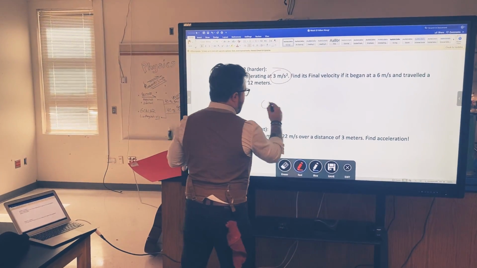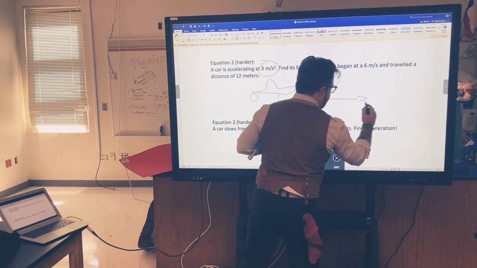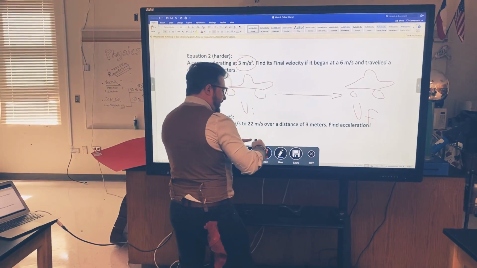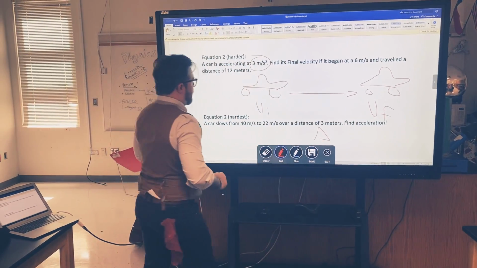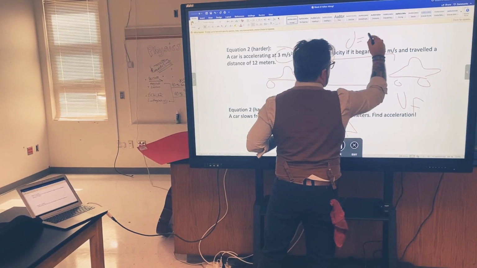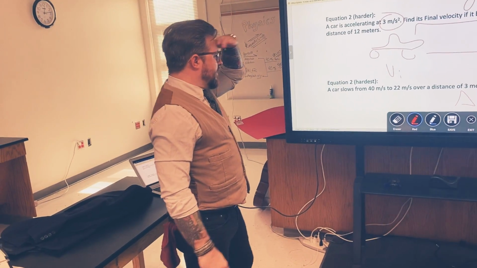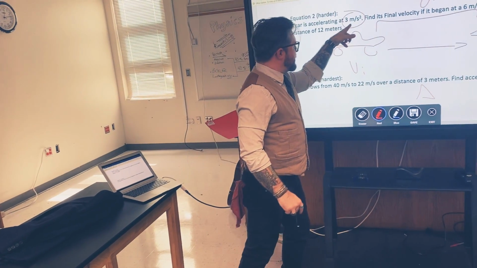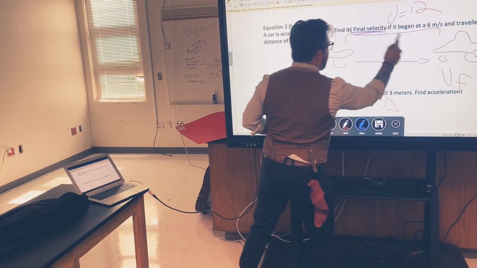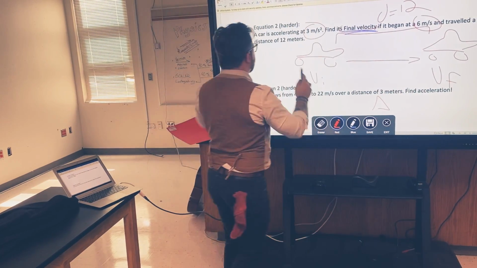So a car is accelerating at 3 meters per second squared. So it's got an initial velocity, and it's going to have a final velocity, because that's how acceleration works. Delta V. This is the change, right? And it goes a distance of 12 meters. So again, the distance is 12 meters. A car is accelerating at 3 meters a second squared. Find its final velocity. Oh, here's my underlines. Final velocity if it began at 6 meters per second and traveled a distance of 12 meters.